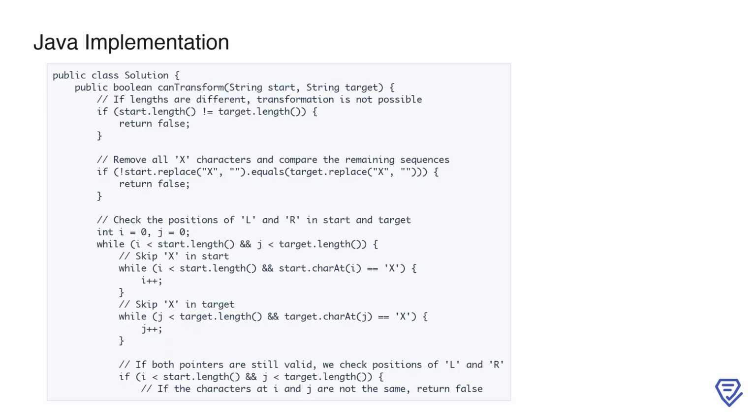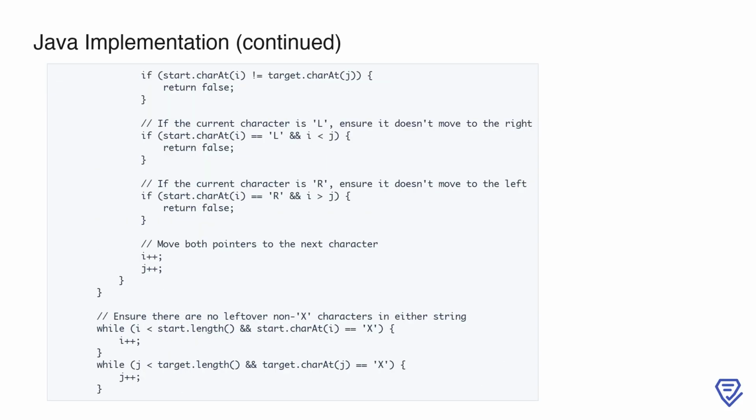To do this, we initialize two pointers, I for the start string and J for the target string. These pointers will help us iterate through each string while skipping over the X characters. When we encounter a valid character in both strings, we start comparing their positions. If the characters at the current positions of I and J are not the same, we immediately return false, as the transformation would be invalid.